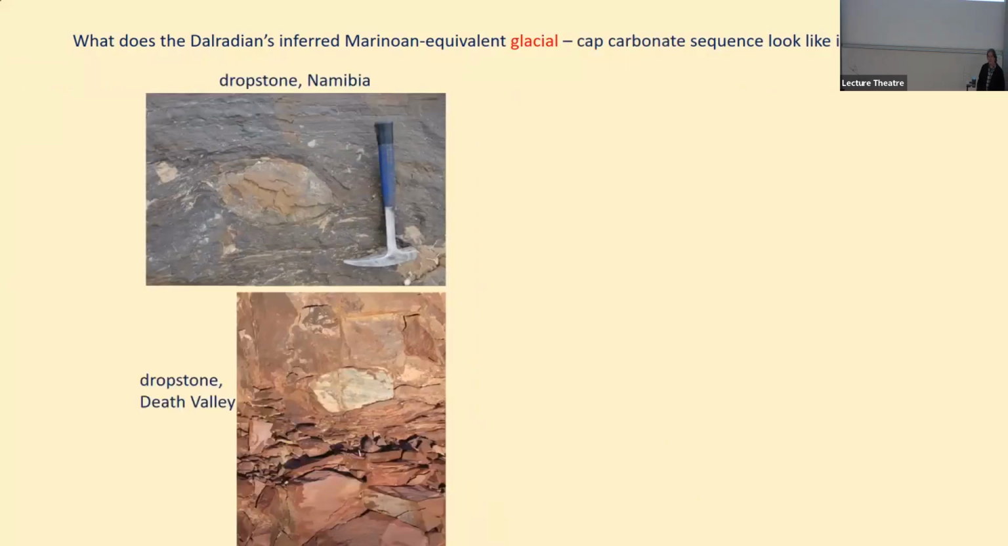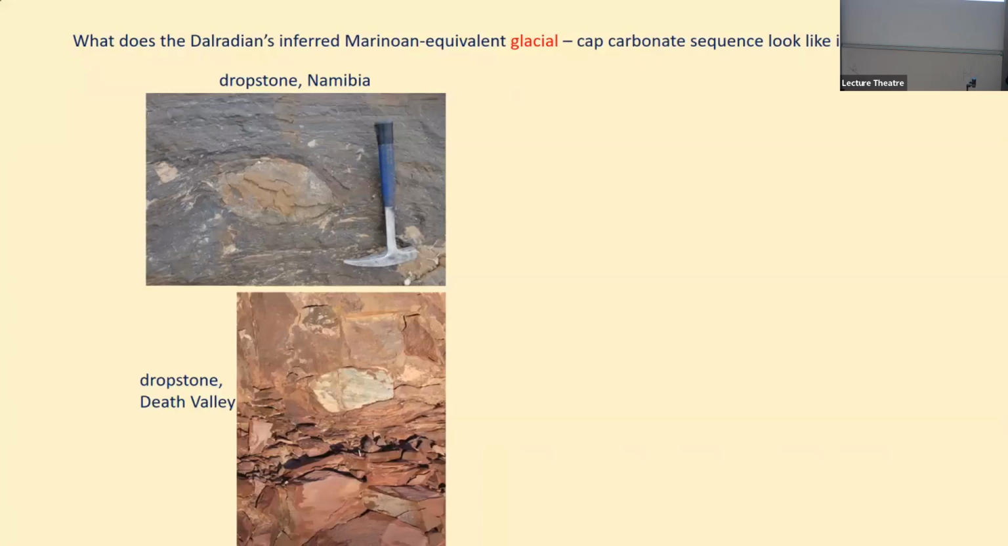What about the glacial? We showed you these beautiful dimictites. If you go into the basinal settings, you don't get thick dimictites with the Maranoan. You find isolated drop stones. Icebergs are calving and melting, giving us these drop stones. There's one in Namibia, there's one in Death Valley.